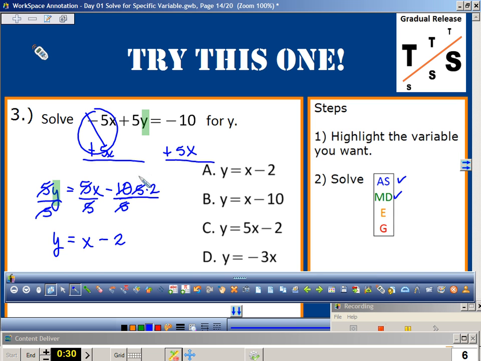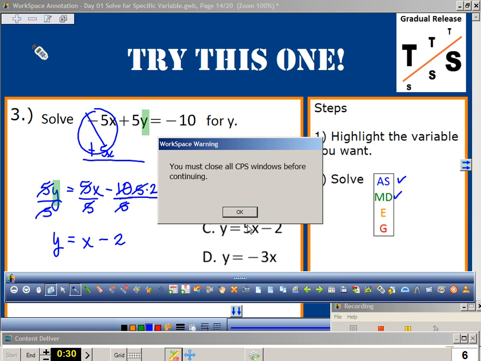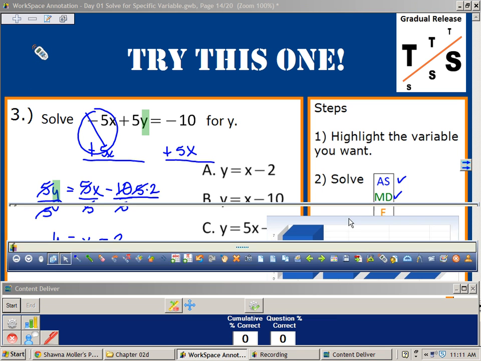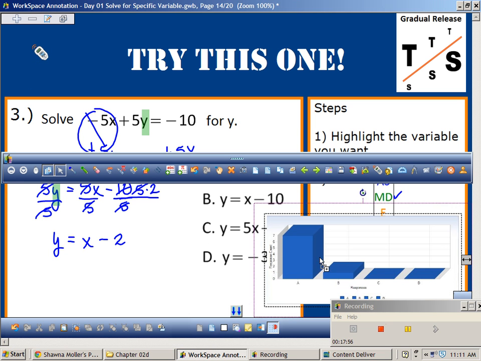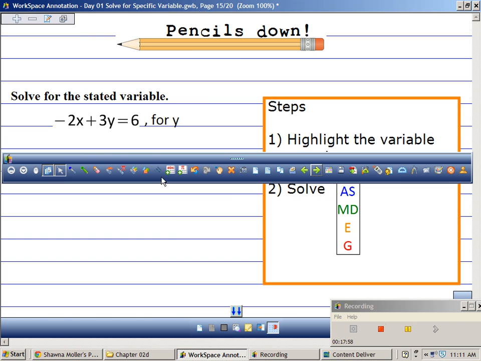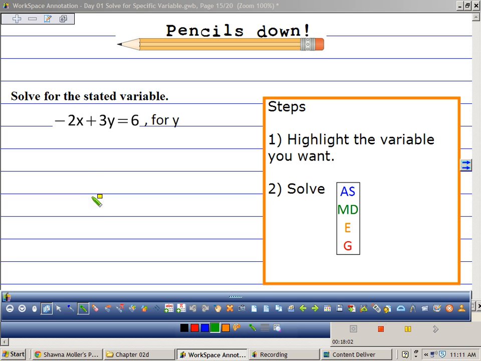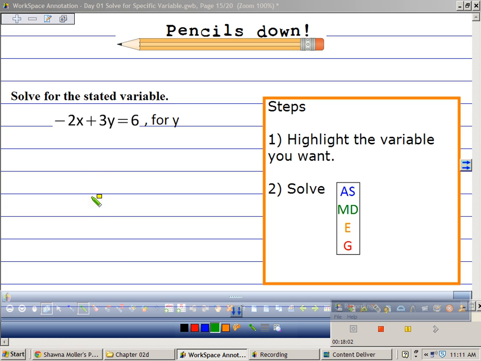Okay. Questions on this, guys? Oh, I need to close this. Give me a second. Most of you got that right. Let's see. Pencils down. How am I going to do this one? What's my first step, Andrew? I'm going to highlight y.